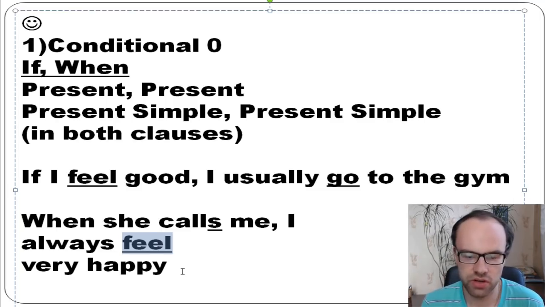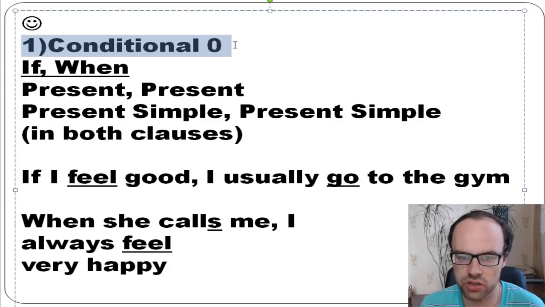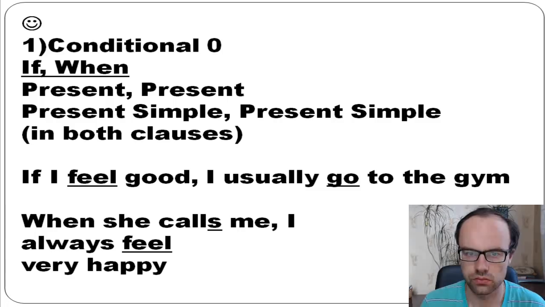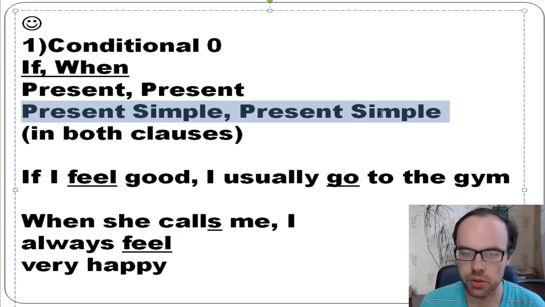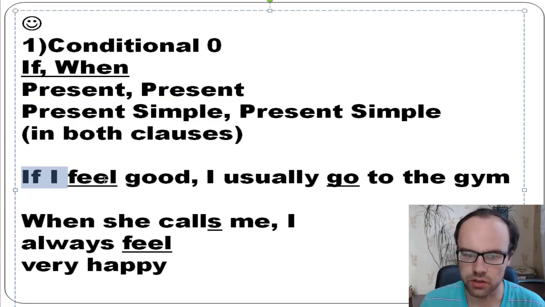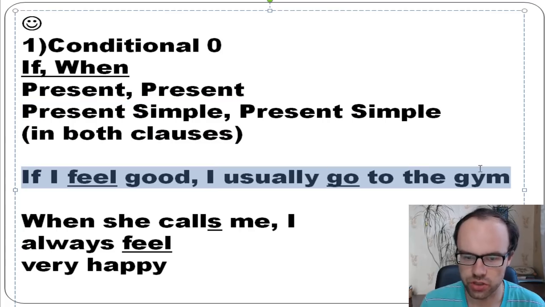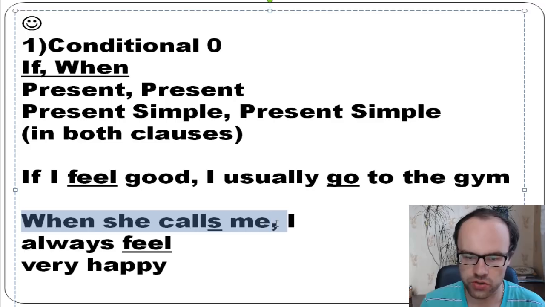So yeah, really it's easy, but anyway, you need to know what zero conditional is. Okay, so zero conditional, with if and when. We have present and present, and we use present simple and present simple in both clauses. If I feel good, I usually go to the gym. When she calls me, I always feel very happy.